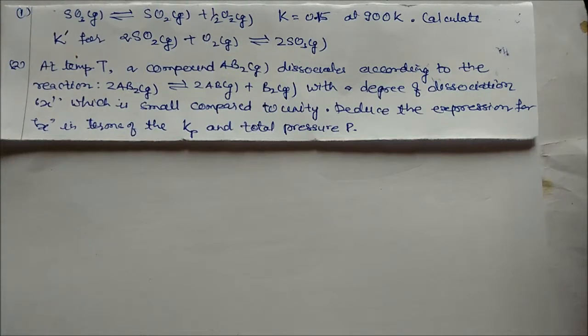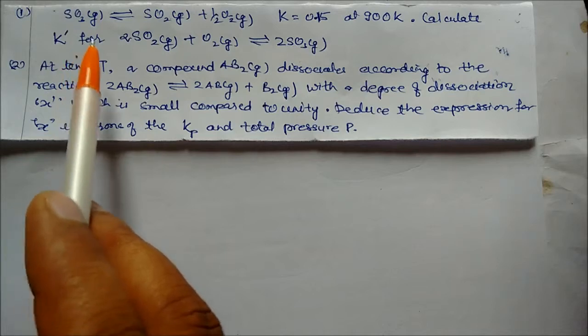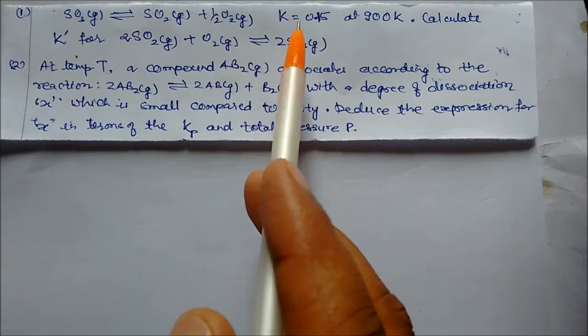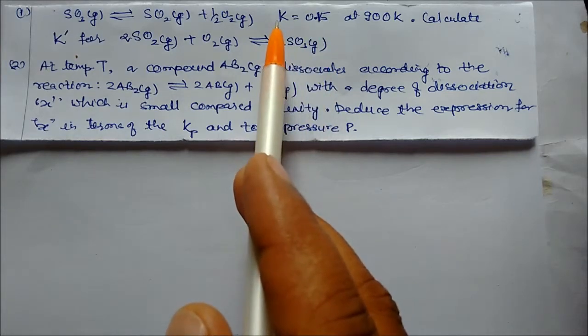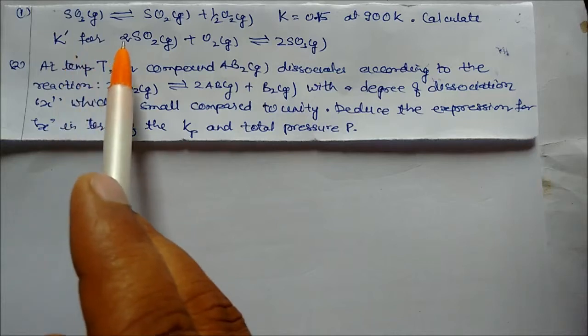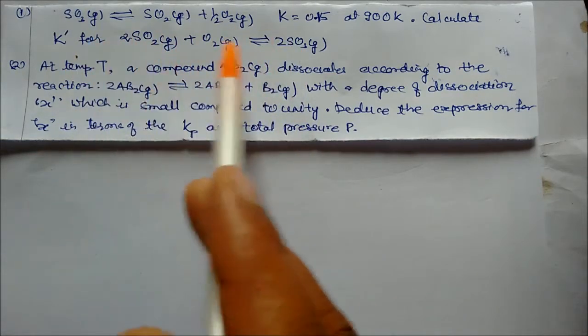Based on chemical equilibrium. So these problems, number one: SO3 gas on dissociation will give you SO2 plus half O2. K is here 0.15, this is the equilibrium constant at 900 Kelvin. Calculate the K dash for 2SO2 gas plus O2 giving 2SO3. So this is just the reverse equation.